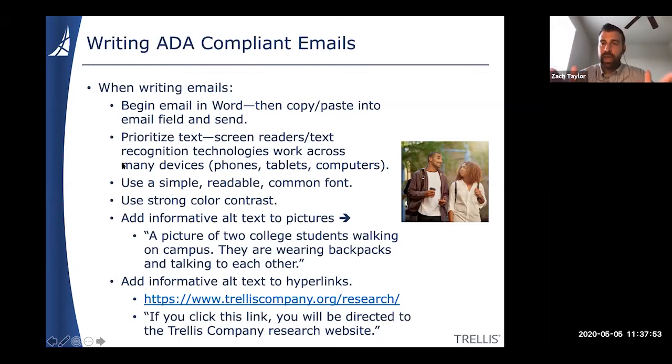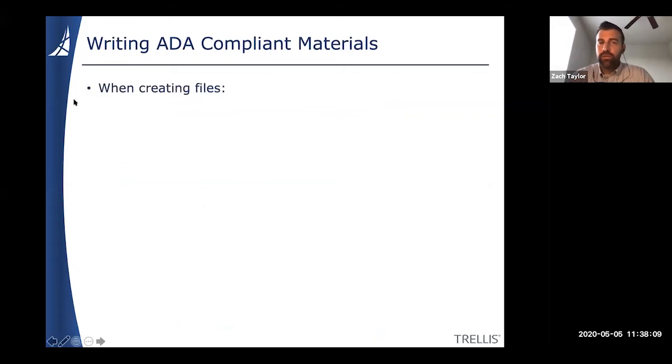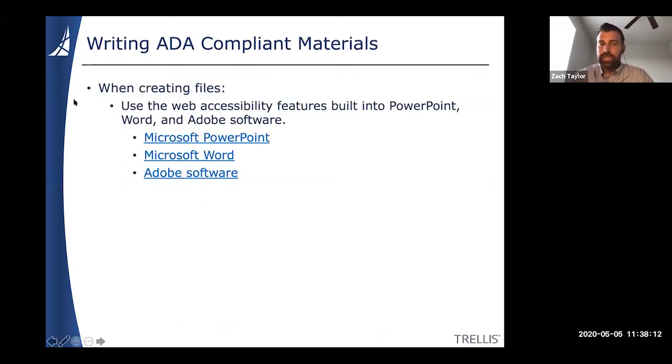So that is kind of a beginning to end writing an ADA compliant email, starting in Word, prioritize text, start with font and color contrast, add alt text to your pictures and your hyperlinks. You should be in really good shape. And then writing other forms of ADA compliant materials, use the accessibility features built into Word and Adobe and PowerPoint. And I've added links that you can use to go to actually the Microsoft documentation pages to use the accessibility features.